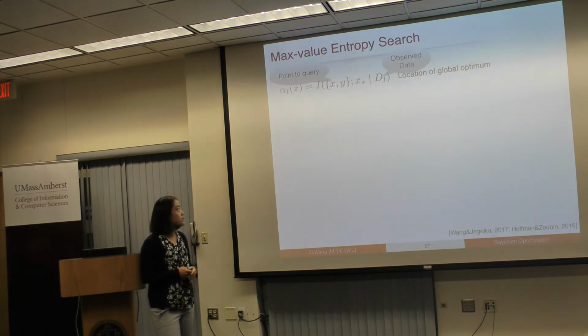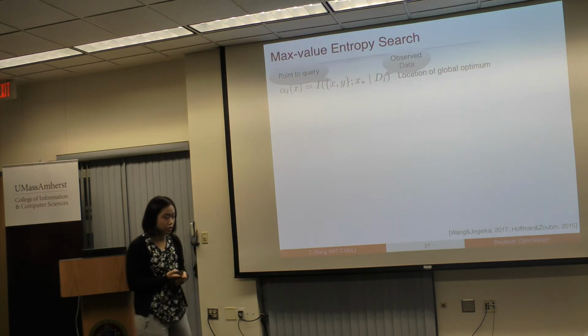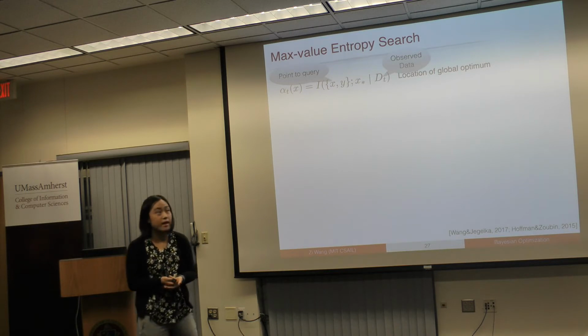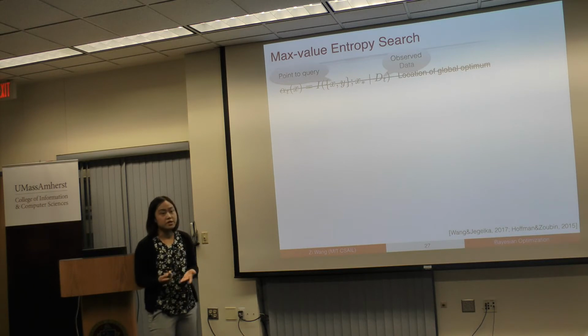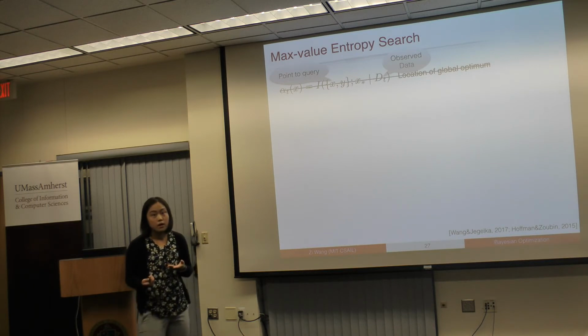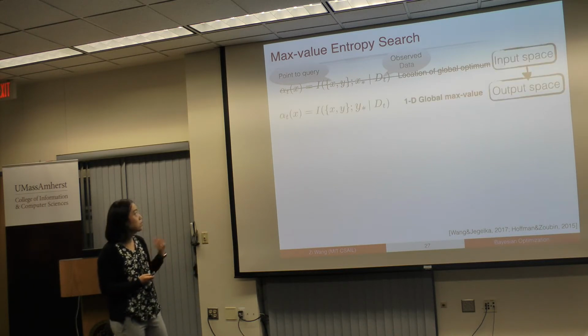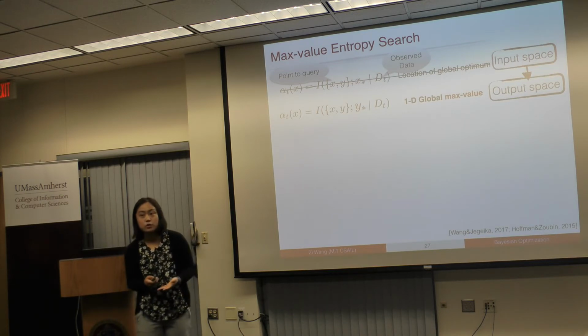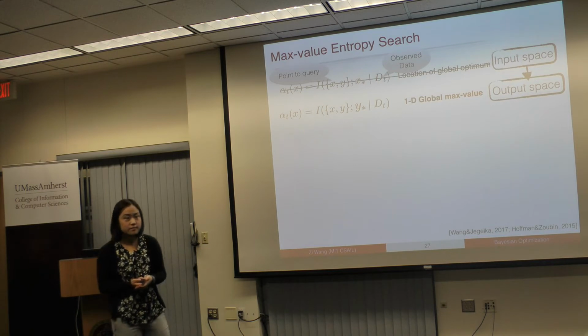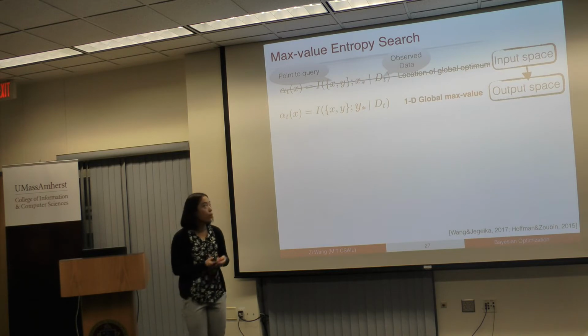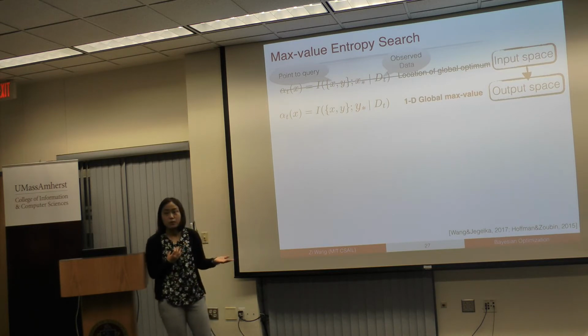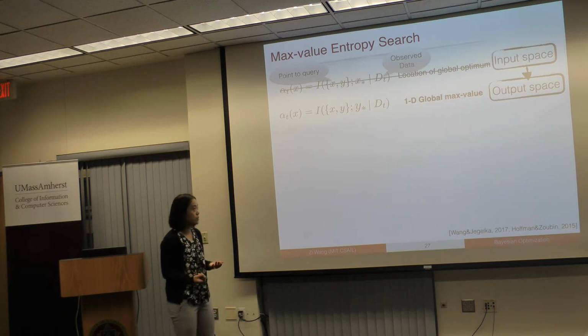So we're going to look at an alternative way of doing this. The idea here is that instead of looking at the location of the global optimal, we're going to find the mutual information between the point to query and the max value of our function. So essentially what we're doing is moving from a high-dimensional variable in the input space to a one-dimensional variable in the output space.